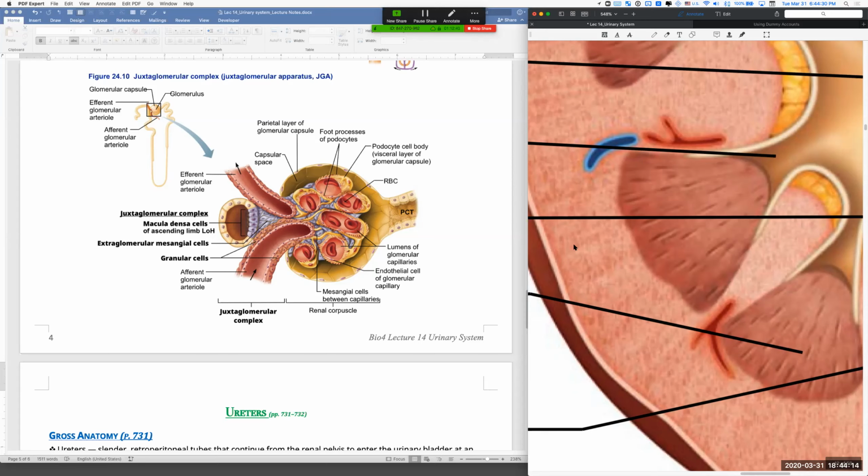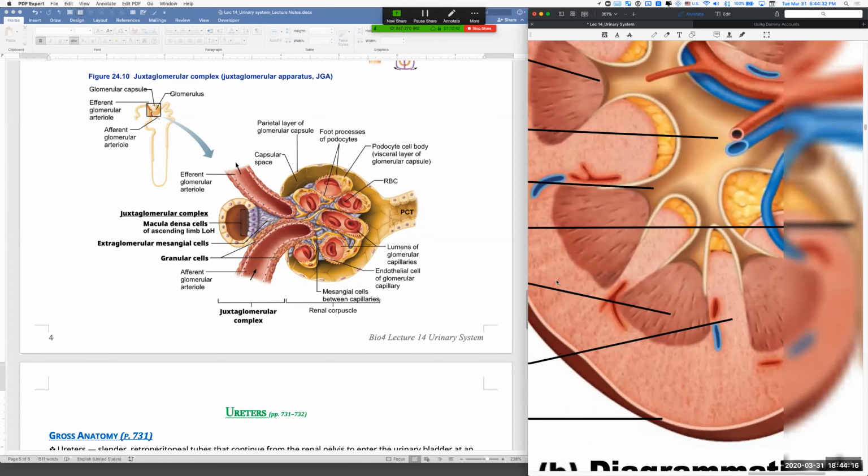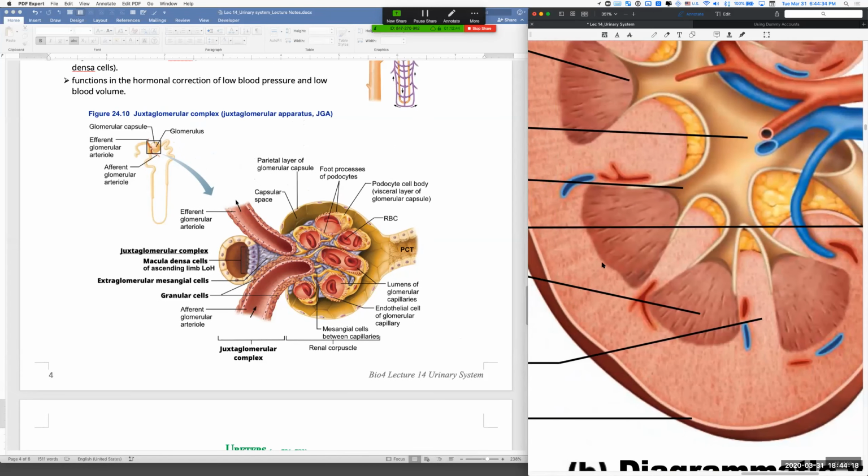Okay, so when you look at this image, I want you to understand what is in the renal cortex and what is in the renal medulla. The cortex has the glomerulus, the renal corpuscle, the PCT, and the DCT, but most of the loop of Henle is going to be in the medulla, whereas the collecting duct goes all the way from the cortex into the medulla.